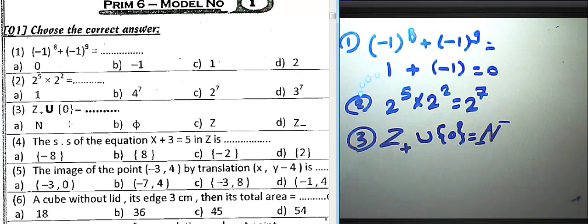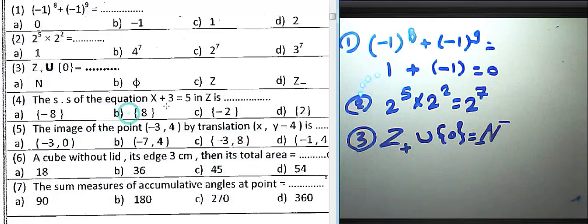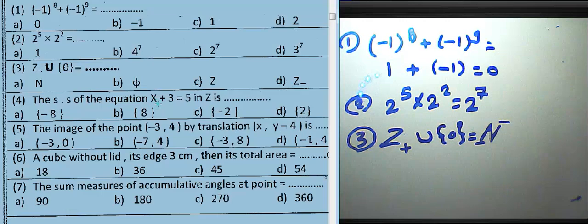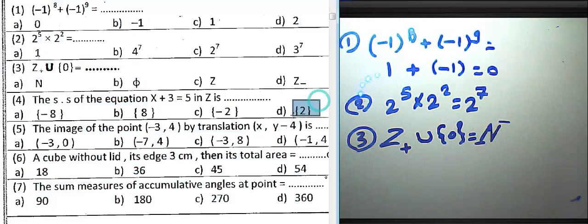Question number 4: the solution set of the equation x plus 3 equals 5, where x belongs to Z. We know 2 plus 3 equals 5. Then the solution set will be the set of 2. Choose the letter D.